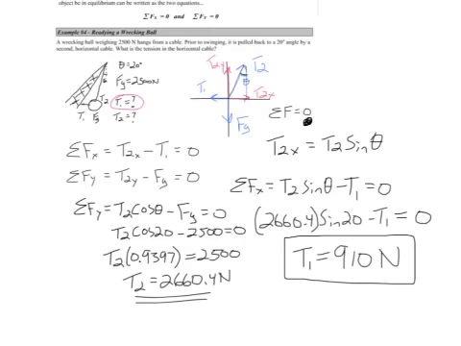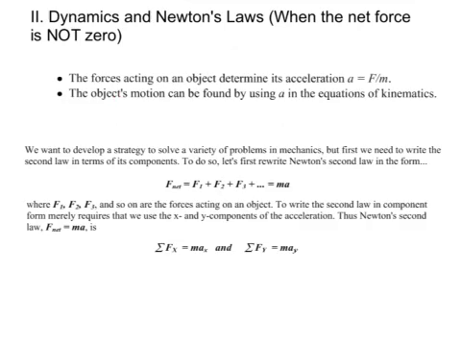And then just remember, for a dynamic equilibrium problem, the same rules apply: our net force adds up to 0, even when an object is moving with dynamic equilibrium. So now, let's look at dynamics and Newton's laws. So this will be cases when the net force is not 0. In these cases, forces acting on an object determine its acceleration. That's Newton's second law, F equals ma. Then the object's motion can be found by using the acceleration we find here in equations of kinematics.